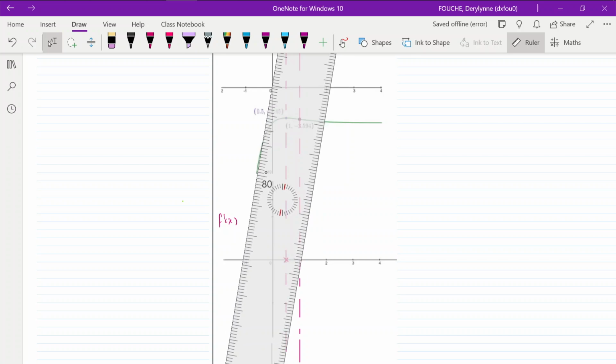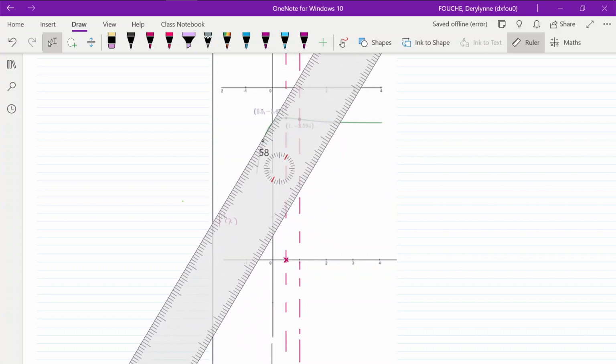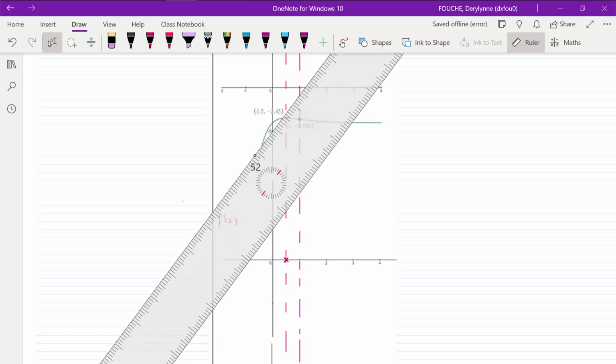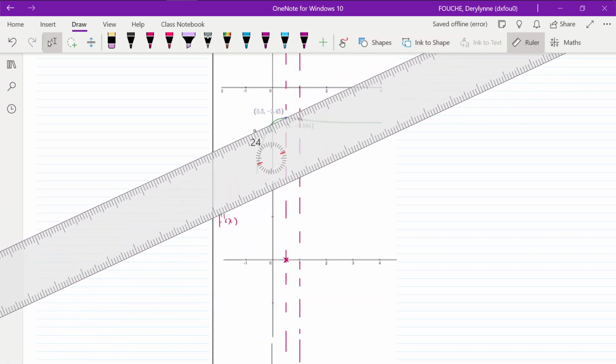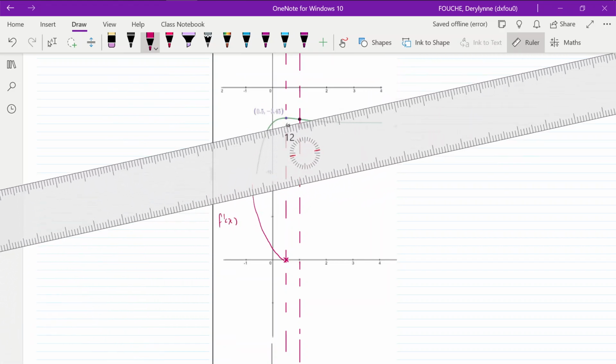We've got positive, very positive, maybe positive 15, okay? But it's getting less and less and less positive. Maybe positive 5, then positive 2. So coming to my stationary point over there, I'm having a positive, and it's getting less and less and less positive, okay?